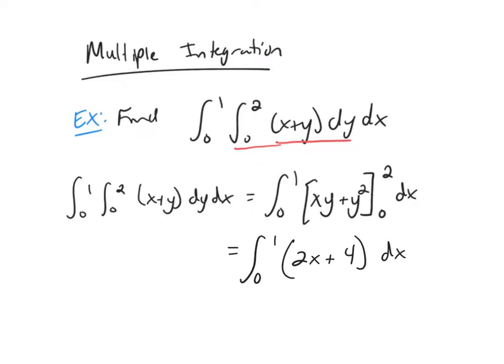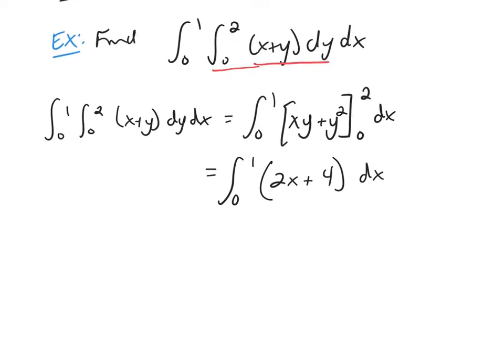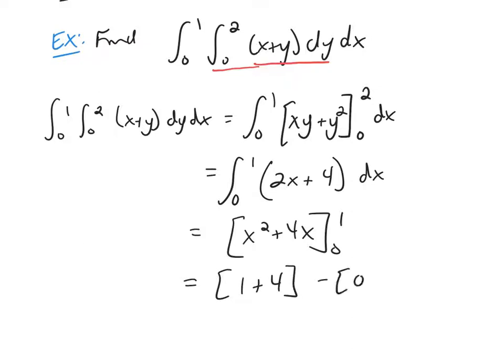So then I just now need to integrate this single integral, x squared plus 4x from 0 to 1. If you plug in 1, plug in 0, you get 0, so I'm getting 5 for this integral.